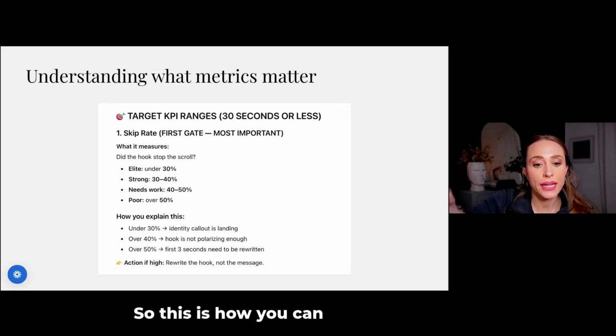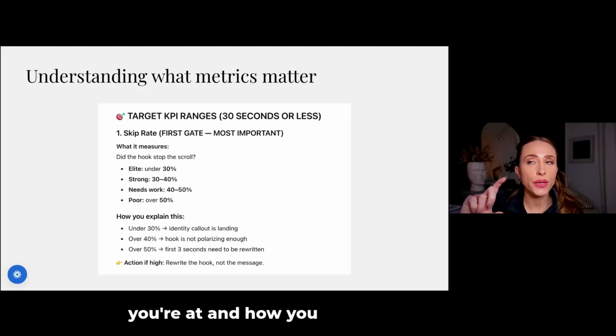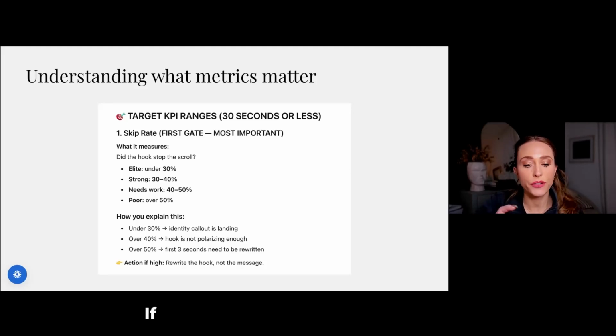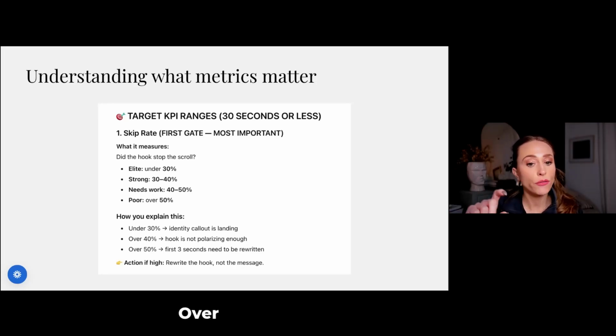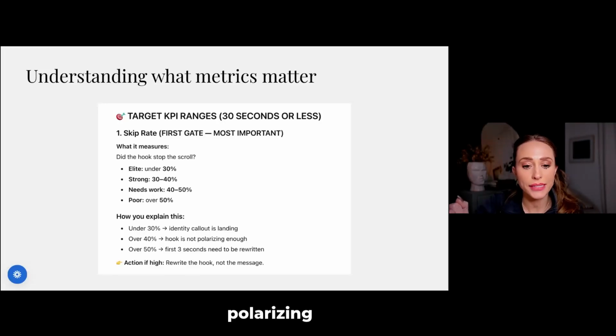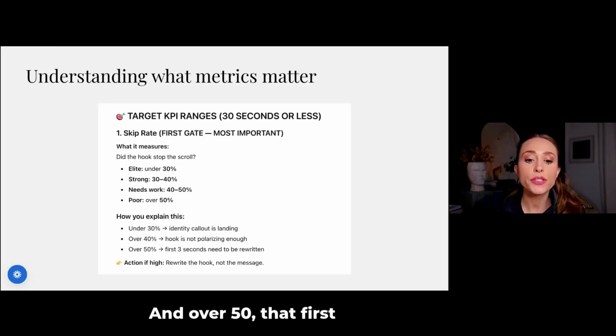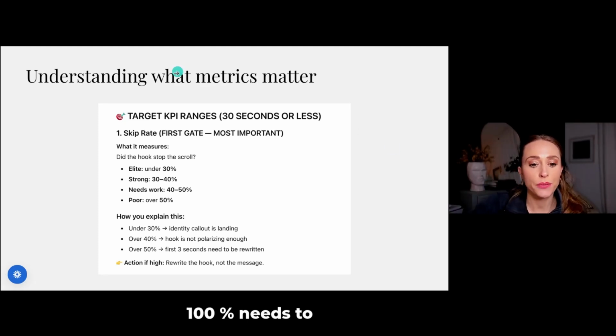So this is how you can see where you're at and how you can interpret these numbers. If you're under 30%, then that identity call out is landing. Over 40, the hook, it's just not polarizing enough. And over 50, that first 3 seconds, 100% needs to be rewritten.